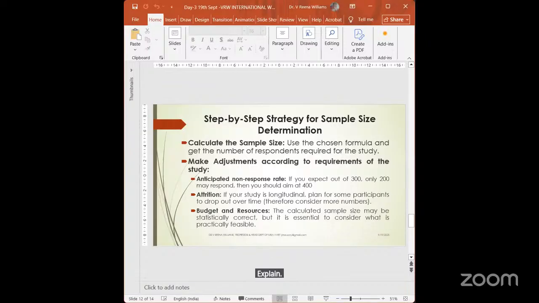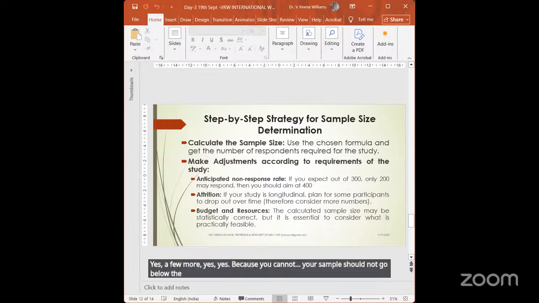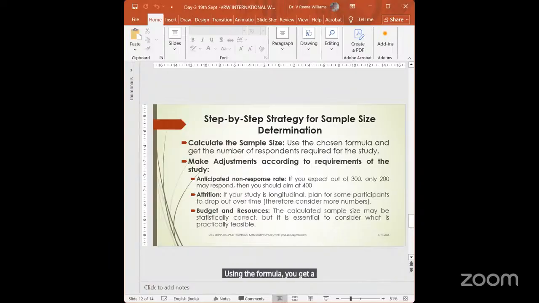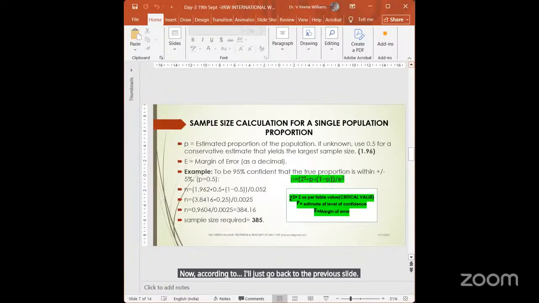So it is ideal to keep a margin. It is always better to have more, a few above what is needed. Your sample should not go below the number that you have calculated from the formula. Using the formula, you get a number, right? I gave this example of 300. Going back to the previous slide, it is 385 using the z-test. So my sample size should not be less than 385.